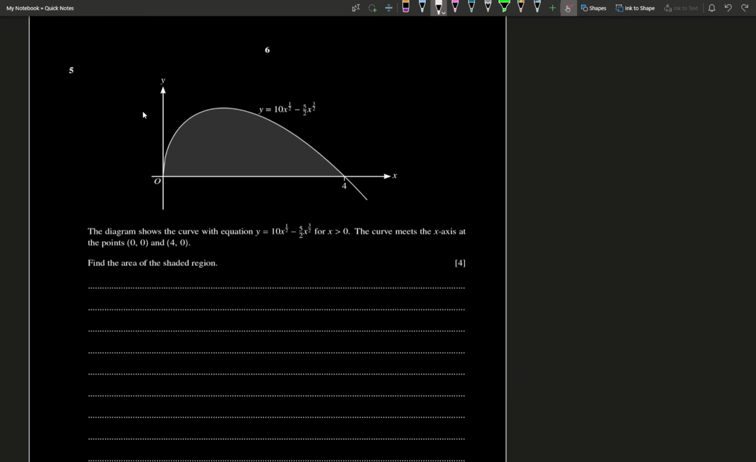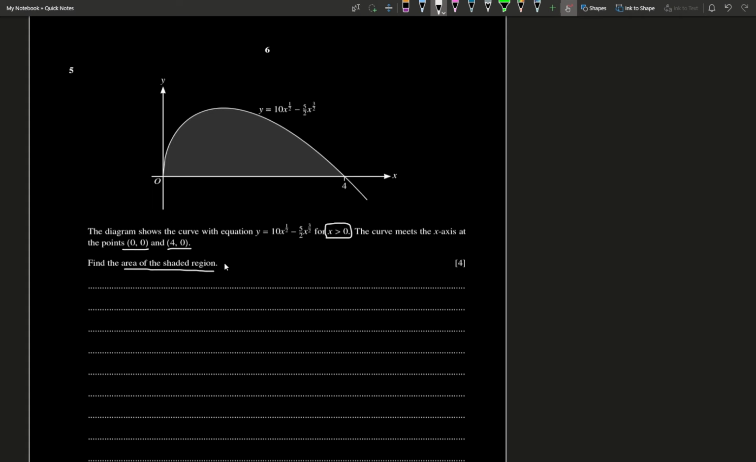Okay, question number 5. The diagram shows the curve with the equation y is equal to 10 times the square root of x minus 5 over 2 x raised to the power of 3 over 2, where x is greater than 0. This is our domain for the function. The curve meets the x-axis at the points (0, 0) and (4, 0). Find the area of the shaded region.